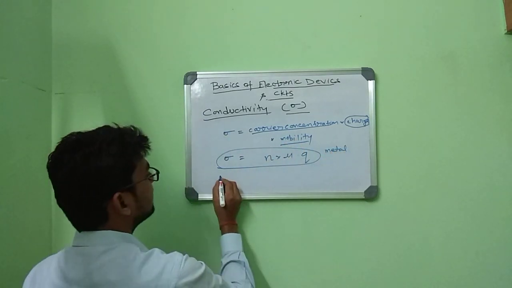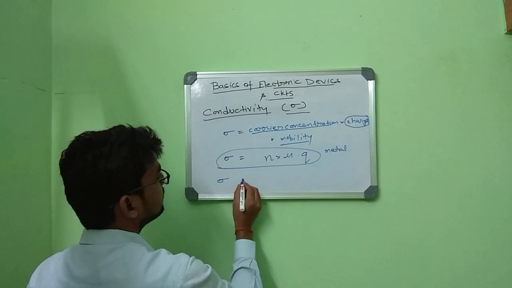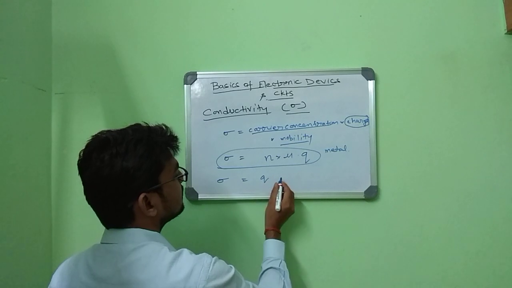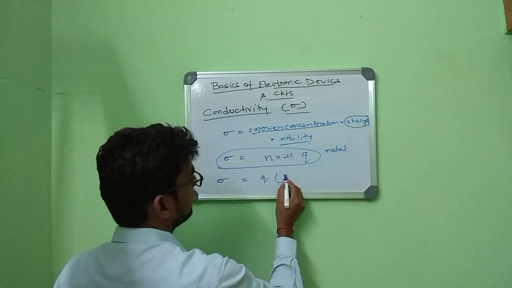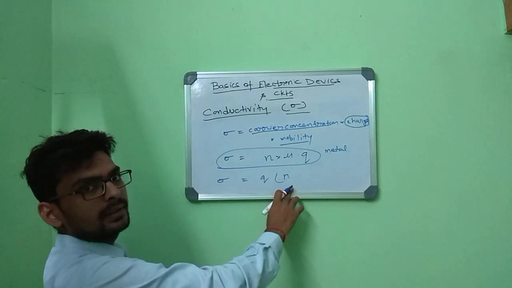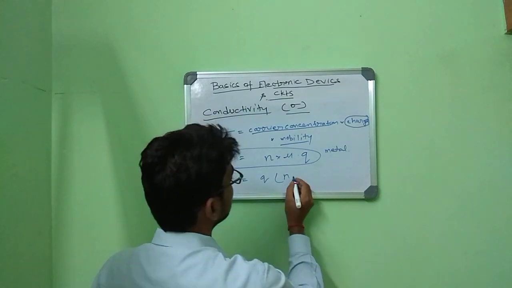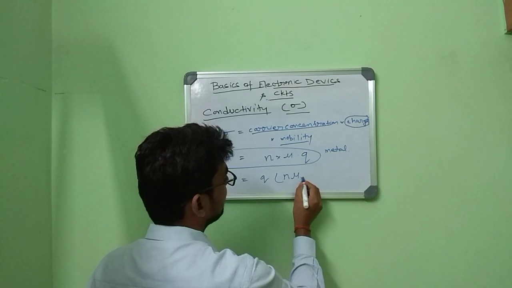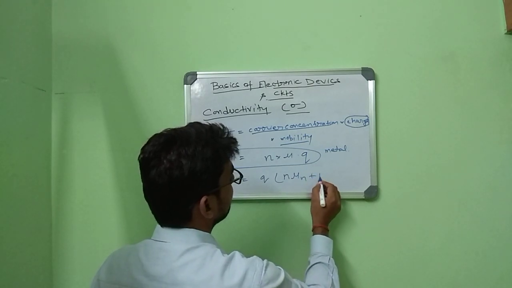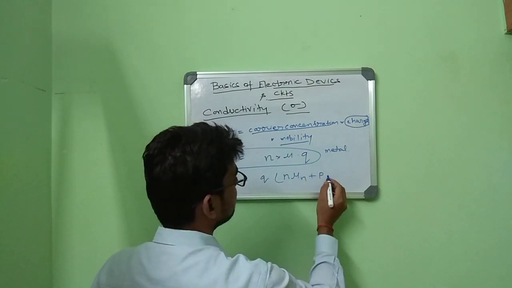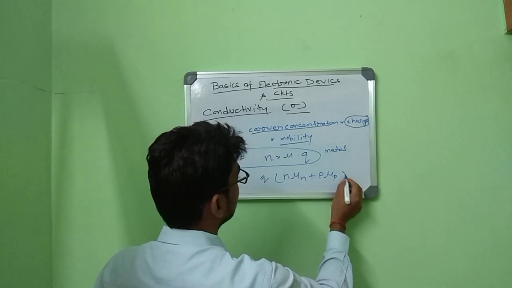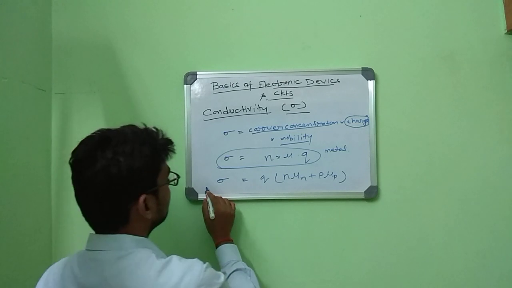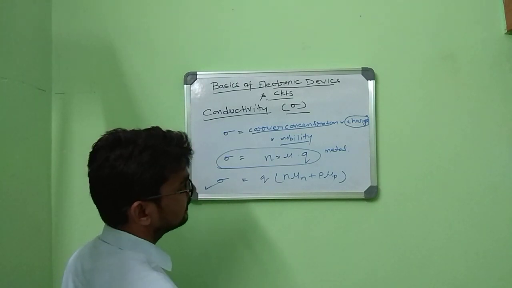Suppose you have a semiconductor, then for sigma you will have two terms. Charge is constant, and for n-type material, for electrons, this is n and this is mu n, plus p and mu p for holes. This is your constant, and this is your conductivity.